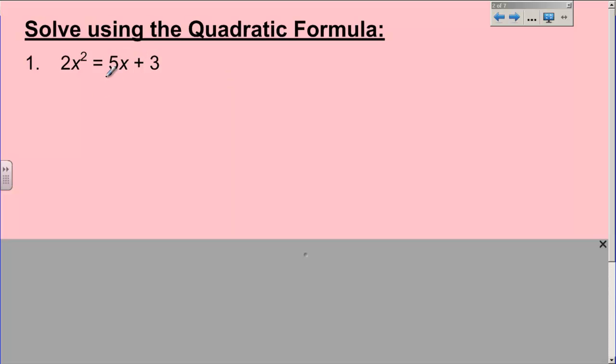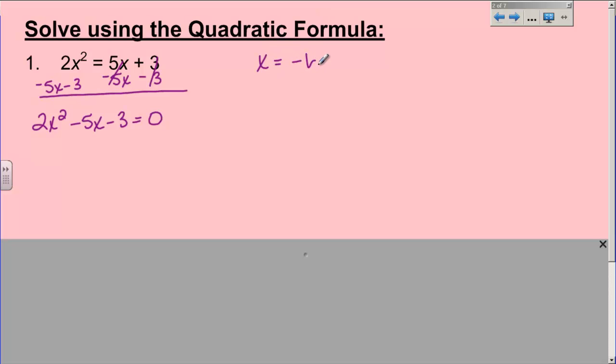So I'm going to make this equal 0 by subtracting 5x and subtracting 3. And I have to do the same thing over here so that all of this cancels out. And then over here on this side, I still have 2x squared minus 5x minus 3, and that is equal to 0. So here is my quadratic equation. I'm going to solve this using the quadratic formula. And so I'm going to go over here and I'm going to write my formula down. X equals negative b plus or minus square root b squared minus 4ac all over 2a.